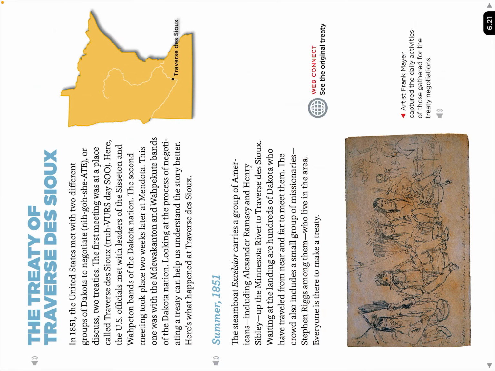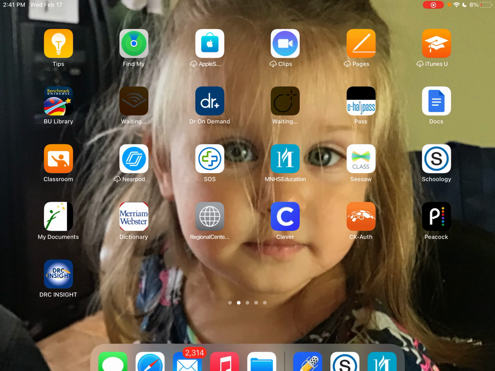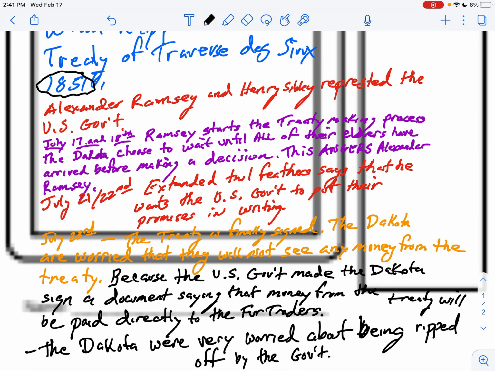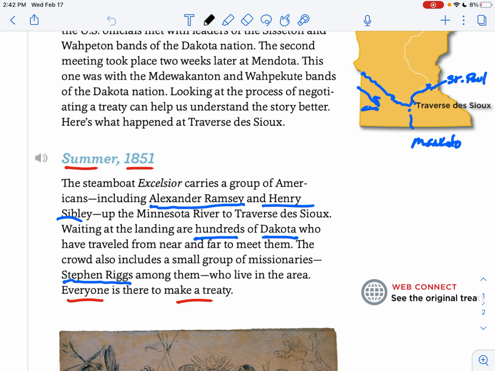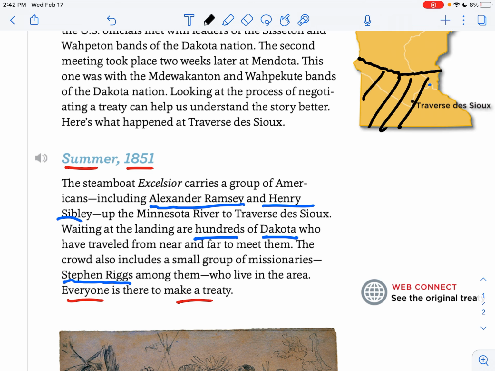And later on, so right here, go ahead and go back to this map right here. I'll erase some of this stuff. So the Treaty of 1851 at Traverse des Sioux, the Dakota sold their land south of this line, all of this land right here, to the United States government.